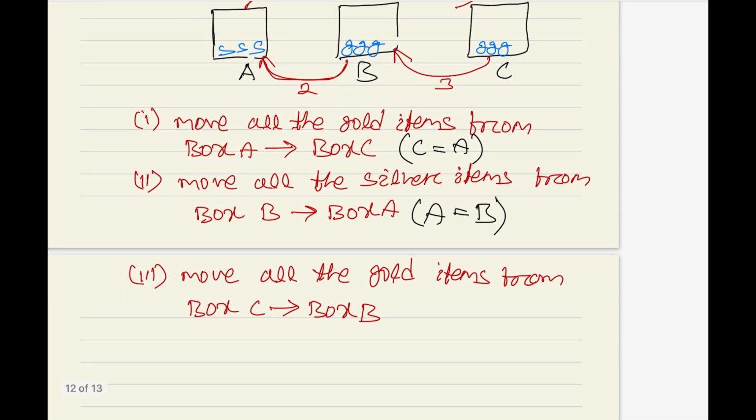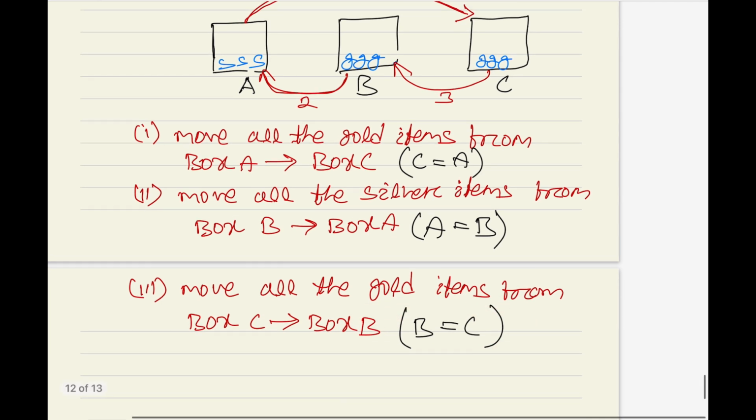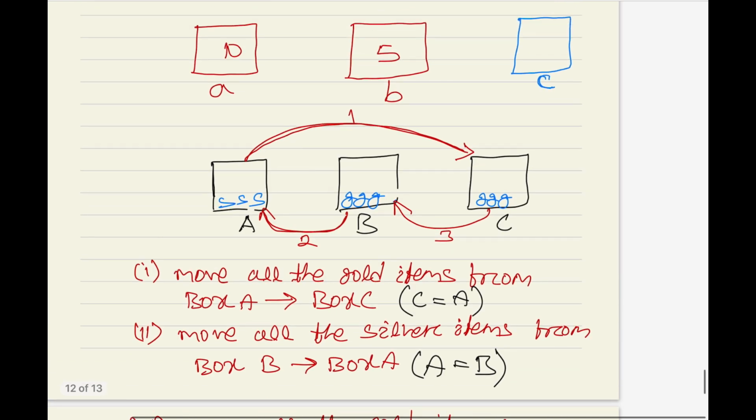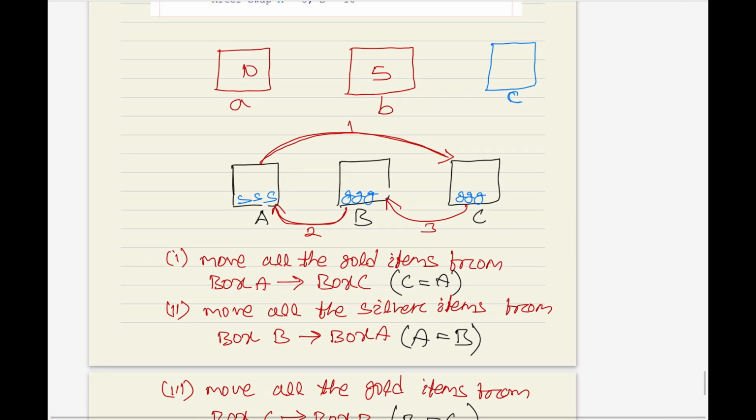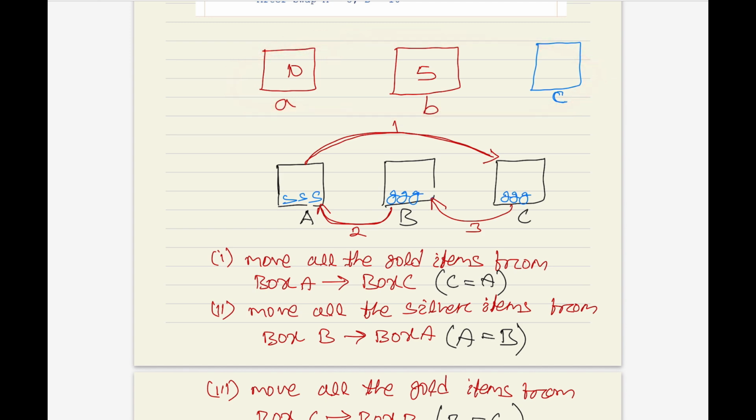Then similarly, if I want to write this third step mathematically, I can write: move all the gold items from box C to box B. Mathematically we can write this as B equal to C. So we are going to follow these 3 steps and we can swap the contents of box A and box B. Similarly, we follow these 3 steps and swap the contents of A, B, C.